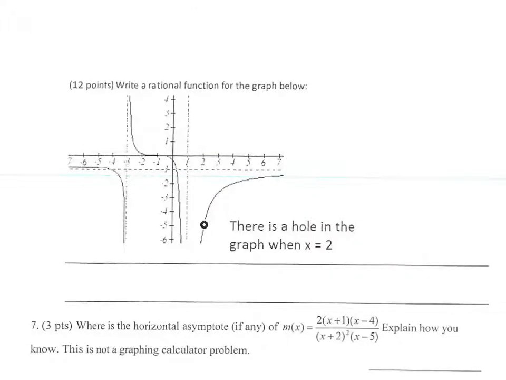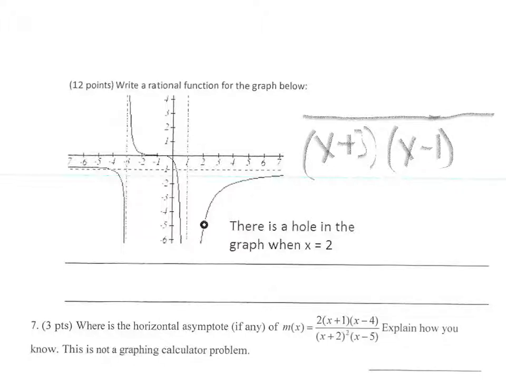So for this rational function, I see a vertical asymptote at x equals negative 3, so that'll be x plus 3, that goes in the denominator. I see another vertical asymptote at x equals 1, so that'll be x minus 1. And I also notice that it is acting like 1 over x squared, so I'm going to square that. I see a hole in the graph at x equals 2, so that's not a vertical asymptote. That's just a common factor on the top and the bottom. So x minus 2 in the denominator, x minus 2 in the numerator.